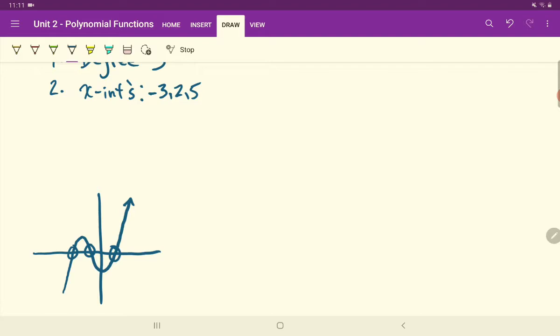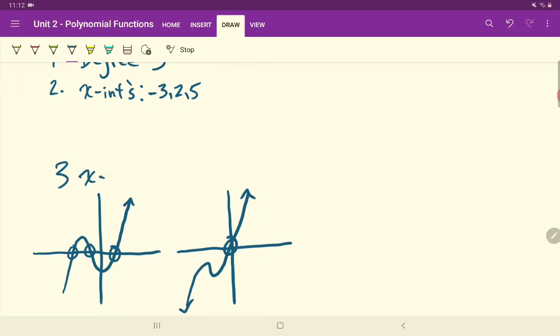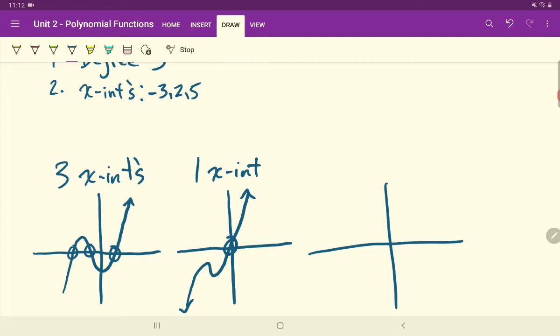Is there any other way that I can draw this function? Well, it doesn't have to cross the x-axis in 2 of those locations. It could do something like this. So it can go like this, in which case there's only 1 x-intercept. Is it possible to just have 2? Let's see. How can we draw this to see if we have 2 x-intercepts?